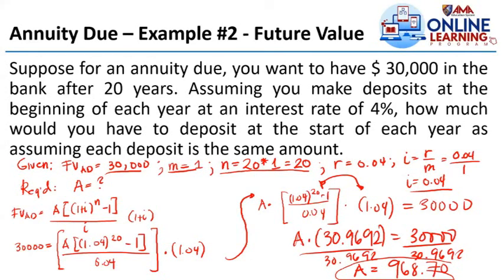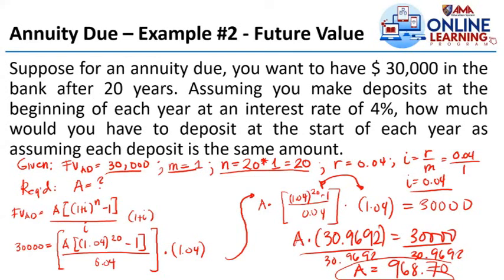Then, to get I, I is equals to R over M. We have 0.04 yung rate natin divided by M, which is 1. So, I natin is 0.04. So, the formula for FVAD is equals to A times the quantity of 1 plus I raised to N minus 1 all over I times the quantity of 1 plus I.